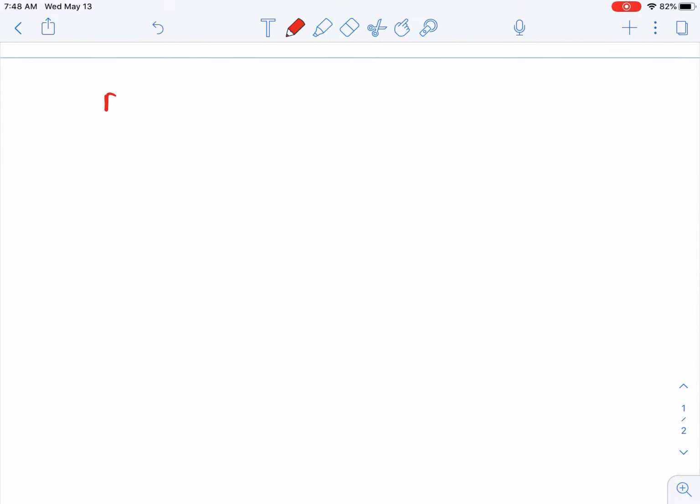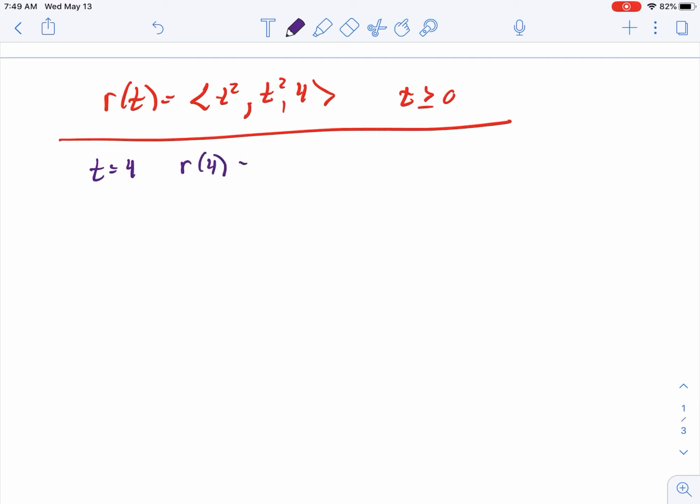Let's use r of t equals t squared, t squared, and 4. Again, we'll do t greater than or equal to 0. Let's find the distance when t is 4, so that's what we'll compare by. When t is 4, where would it be? So r of 4, my location would be 16, 16, and 4. This is where we will check our answer later on.